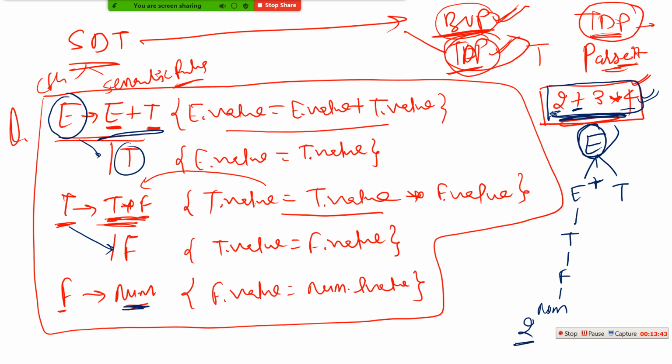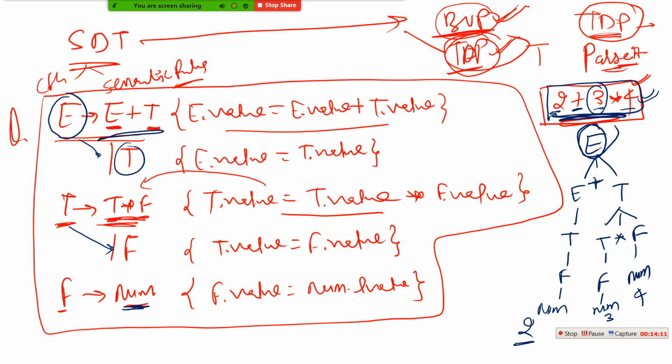Now I need to add this 2 with 3 into 4. So for this transition, T will further derive T into F, and T will further take the value of F, and F will generate the num value, and F will always generate a num value. The num value of this is 3, and this is 4. So now my semantic tree is in front of me, 2 plus 3 into 4, right?